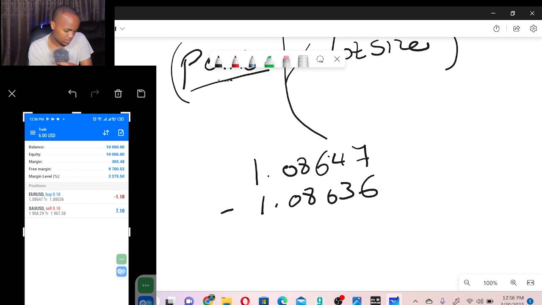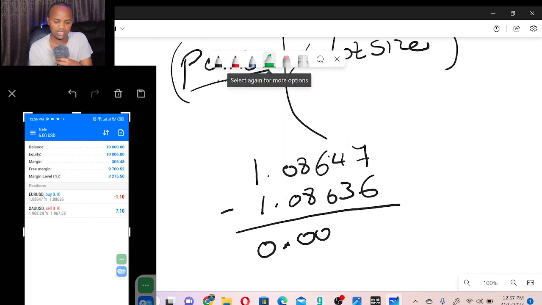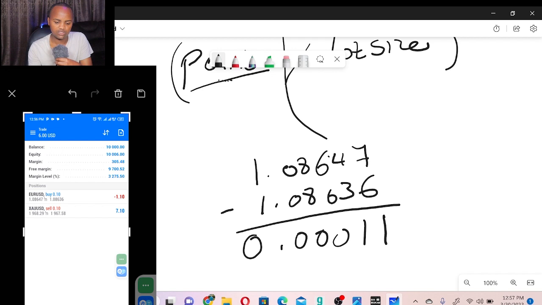So we can work on these to see how many points. The moment you subtract this, you get what? You can even write it starting from the other side, so that it makes sense mathematically. So here we have 7 minus 6, which is 1. We have 11 here, then the others become zeros, so we have 0.00011 movement.